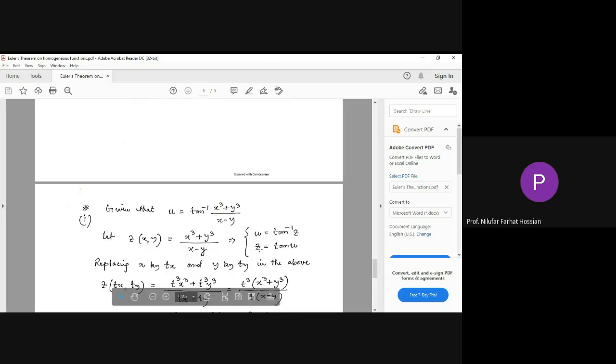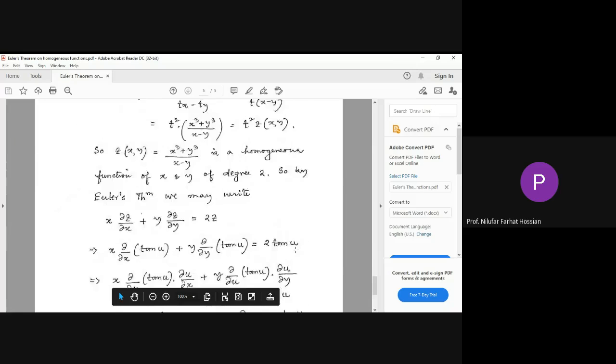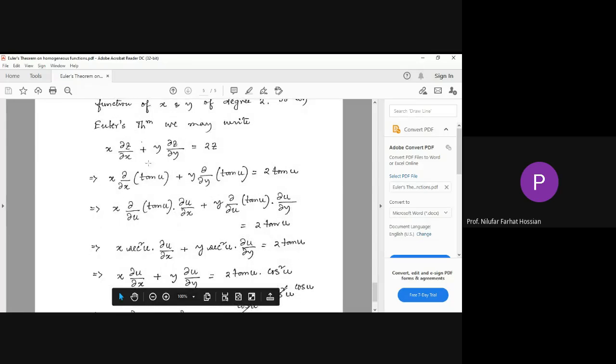What was our z? Our z is tan of u. So you put here z equal to tan u here, here, and here. So it means del x of tan u. You see here, this is a function of u, but here you have to find the partial derivative with respect to x. So let us write it in this way: del u of tan u into del u by del x. Just use the chain rule from partial differentiation, okay?